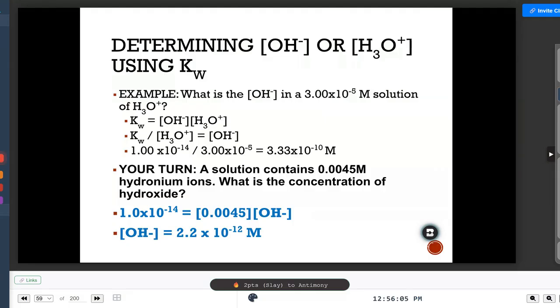Anybody need some help? So 1.00 and then what? And then just go second EE, and then just do the negative, and then 14. And now divided by, there you go.